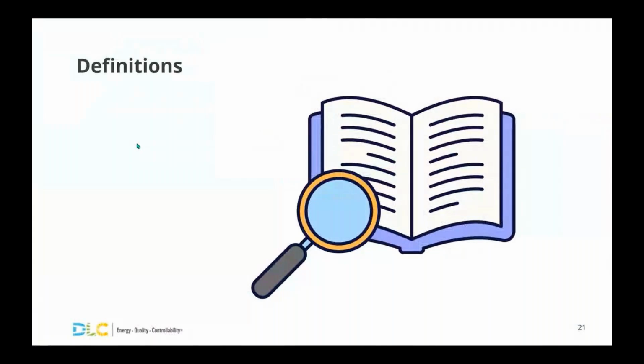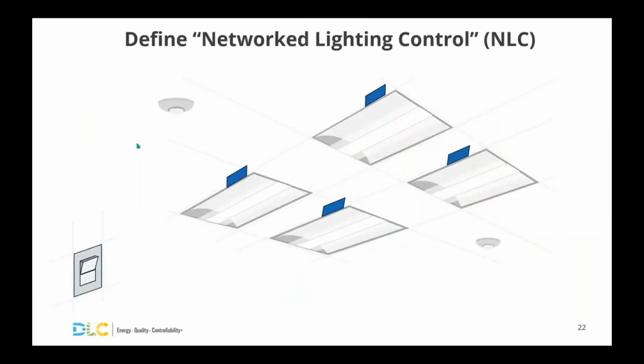Before I show you the DLC's new freely available integration toolkit, I need to take a minute for a few definitions. The term network lighting control can mean different things to different people. For the DLC, it means a combination of sensors, network interfaces, and controllers that effect lighting changes in luminaires, retrofit kits, or lamps.